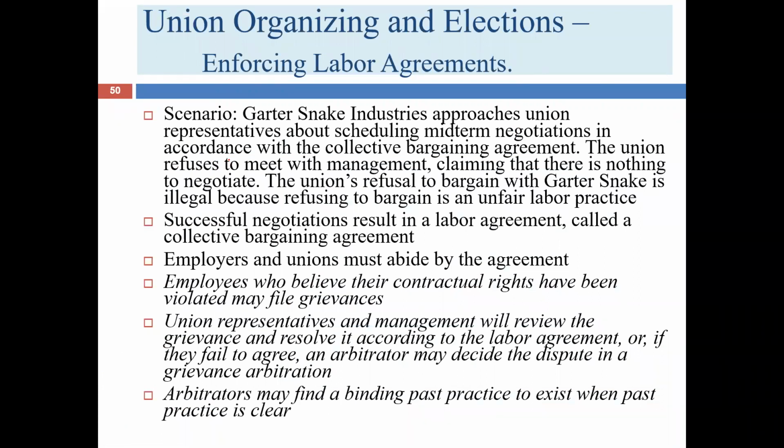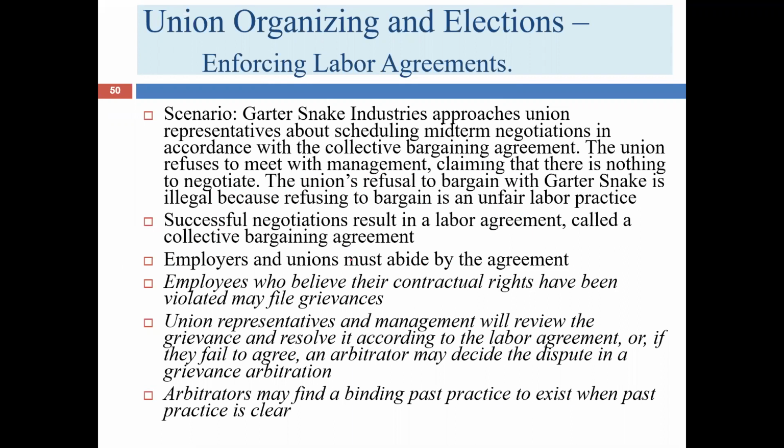Okay, so let's consider this scenario. Garter Stake Industries approaches union representatives about scheduling midterm negotiations in accordance with the collective bargaining agreement. The union refuses to meet with management, claiming that there is nothing to negotiate. The union's refusal to bargain is unlawful because, even though it is rare that the union refuses to negotiate in good faith, it can happen, and that would be a ULP if the union were to do that.